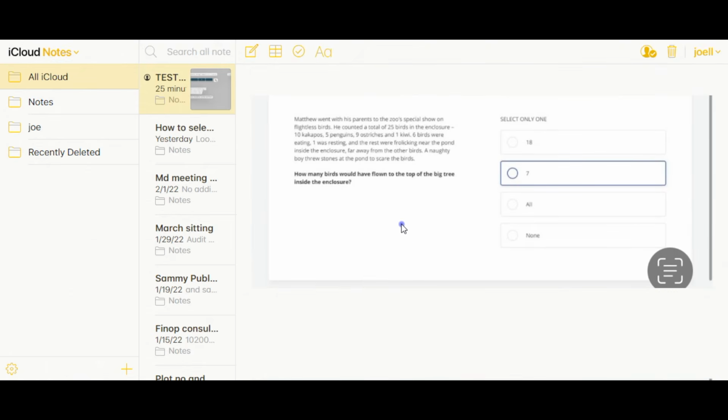Moving on down to the other, this is more of a logical question. I will leave it there for you, maybe to have a glance at it. It's about Matthew who went with his parents to the zoo, a special show on flightless birds. He counted the total birds, 25. I'll just leave it there for you guys to look at. And then the answers are also there. So in your free time, you can try out and see how best you can go about it.